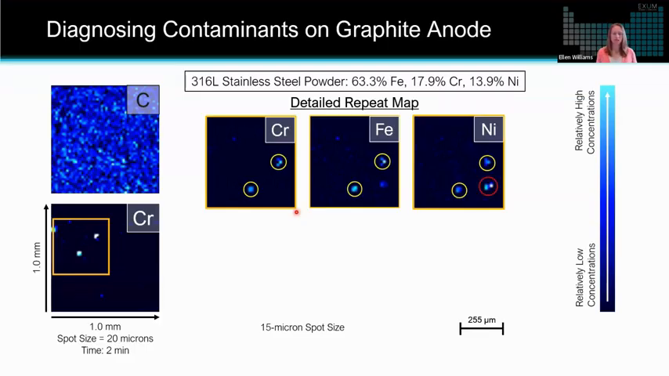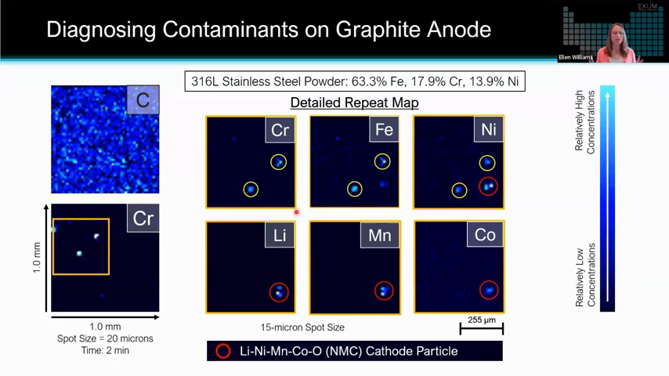But what was unexpected in this study was this third particle that you can identify on the nickel map that does not have high chromium, doesn't have as high of iron. Because of the advantage of the time of flight, where we're seeing all of the elements, whether we want to see them or knew to look for them or not, we can take a look at those other elemental maps and see that we've got high lithium, manganese, and cobalt in that third particle that we've highlighted in red. Based on that chemistry, we determined this was actually an NMC cathode particle. So an unexpected contaminant particle was identified by this technique.